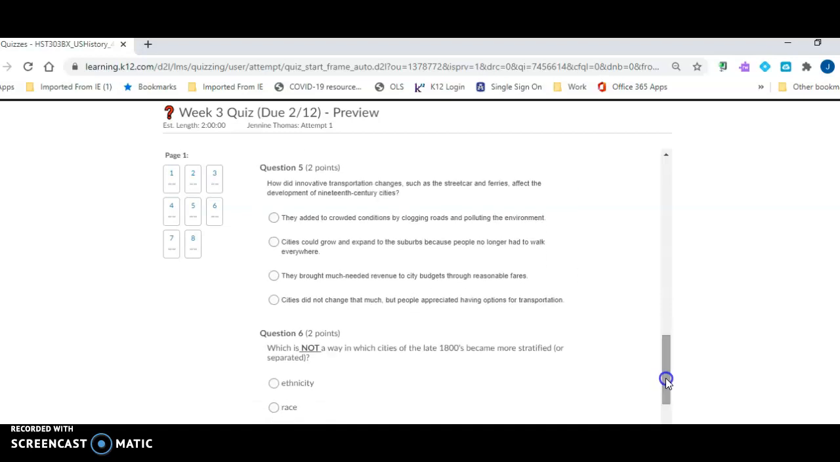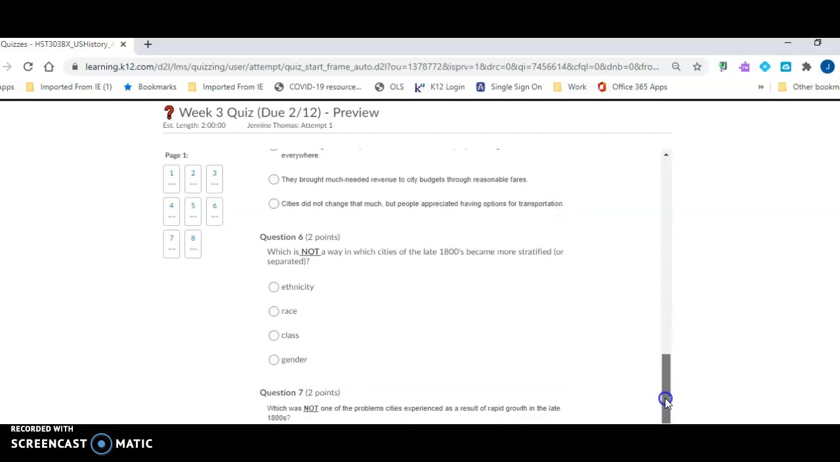Number 5. How did innovative transportation changes such as the streetcar and ferries affect the development of the 19th century cities? They added to crowded conditions by clogging roads and polluting the environment. Cities could grow and expand to the suburbs because people no longer had to walk everywhere. They brought much needed revenue to city budgets through reasonable fares. Cities did not change that much, but people appreciated having options for transportation.